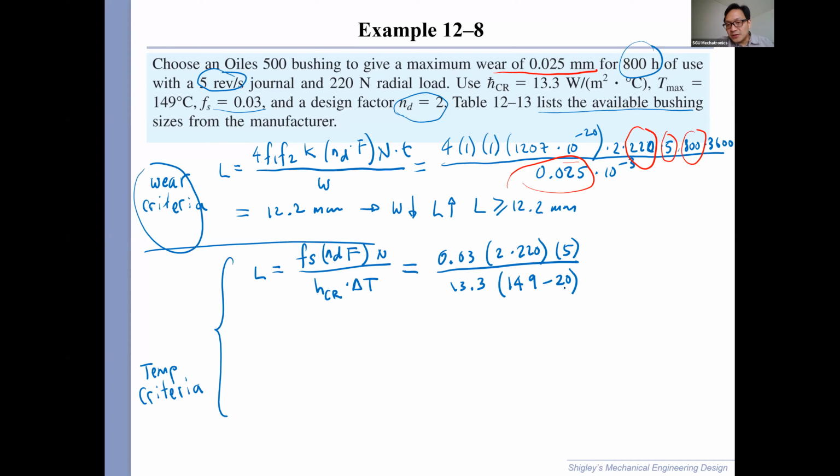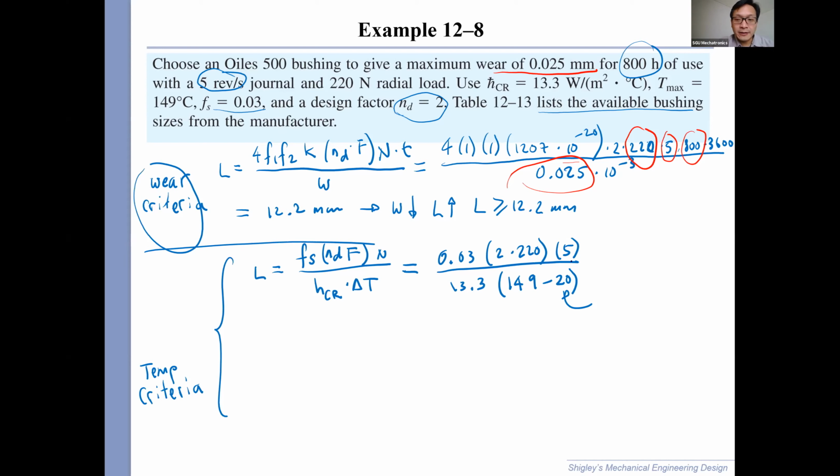Obviously, ambient temperature in Indonesia is not 20, but it's a common ambient temperature to use. So in the textbook, it uses 20. I don't think we're given in the problem what the ambient temperature is. Everybody understands ambient, right? Ambient means the environment temperature. So we may not exceed 149 degrees Celsius.